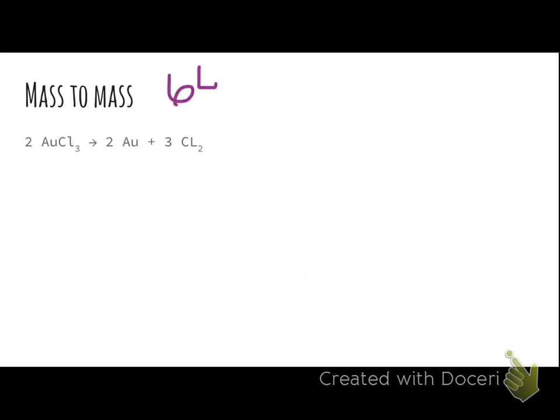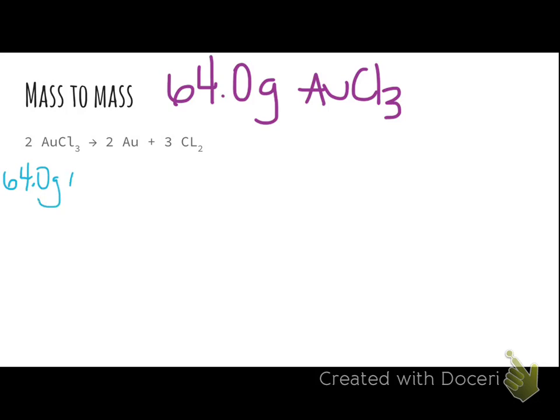And we're starting out with 64.0 grams of AuCl3. So we cannot directly go from grams to grams. We have to go from grams to moles and then back to grams. So I'm going to start out with the 64 grams of gold 3 chloride that I have. And what I need to do is go from grams to moles.